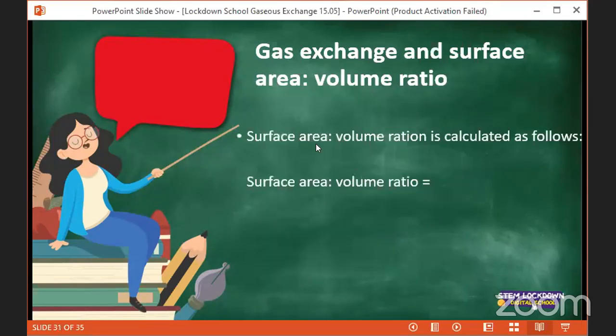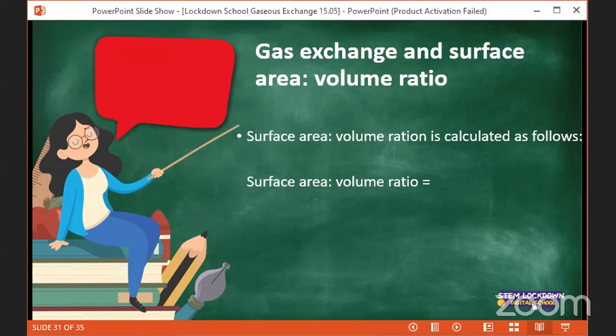Okay, so here we have the surface area to volume ratio calculated as surface area as the denominator over volume as the numerator. So that is how surface area to volume ratio is calculated. We have surface area as a denominator and volume as a numerator, right?